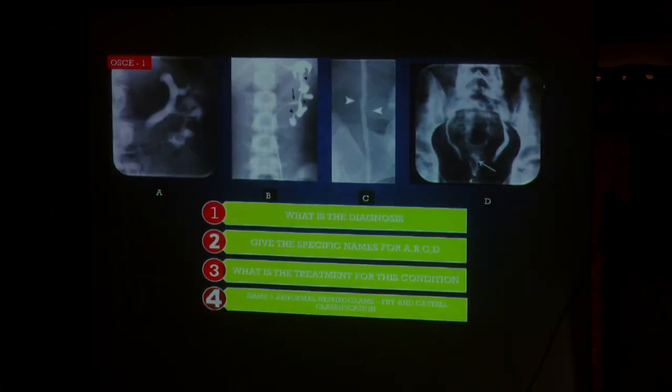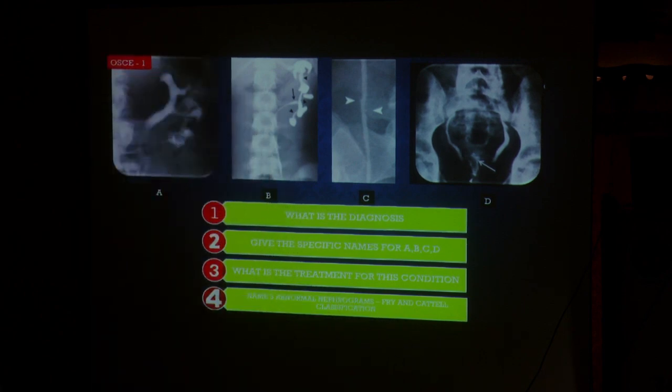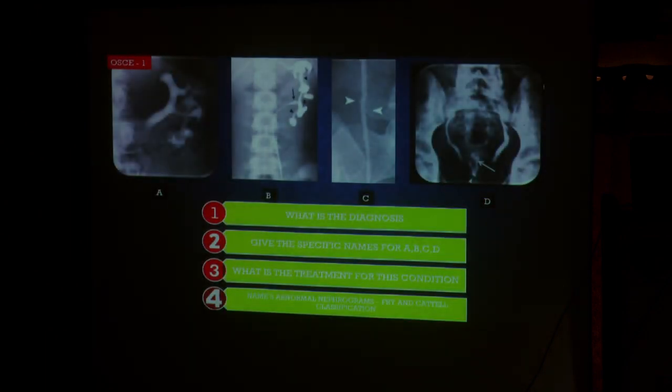So this is a case of genitourinary tuberculosis. The second part of the question is to give specific names for A, B, C and D. Here in the first, A, you can see the normal upper pole calyx is here, but coming down, the calyx appears fuzzy with feathery margins. So this is the moth-eaten calyx.